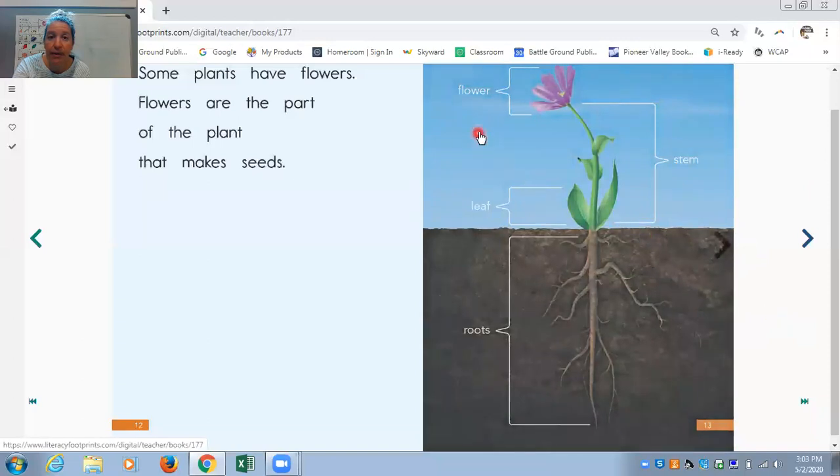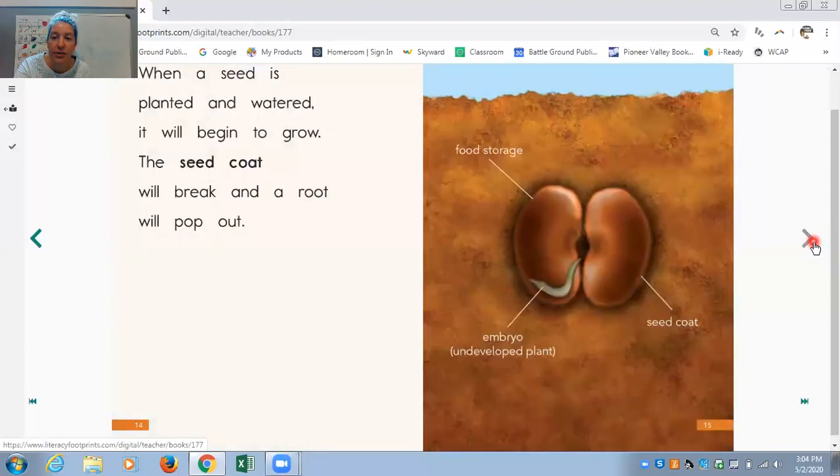So when I look at my label, I can see that this part here is the flower. And the next part that they've labeled for us is the stem. And then they've labeled the next part. Do you know what these are called? These are called leaves. They wrote the word leaf. And then what are these things that grow below the ground that are a very important part of a plant? We can look over here and that says roots. So it's talking about the root system. Let's turn the page.